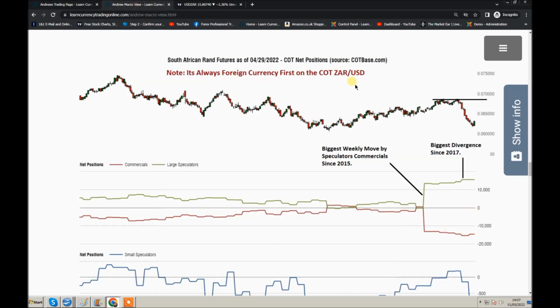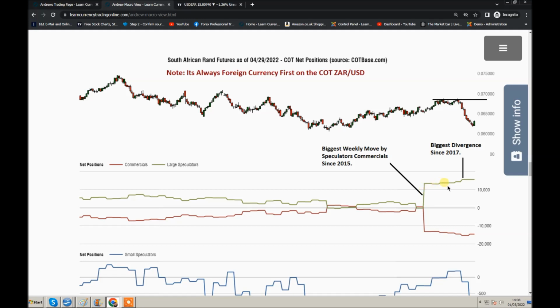Now, just for anyone new, it's always the foreign currency first, so we're looking at ZAR USD. Obviously, this chart is upside down compared to the one we've just been looking at, USD ZAR. Now, in terms of how the commercials and speculators are moving, this is what actually alerted us to buying the US dollar. It's when the speculators made their biggest buy of Rand since 2015, and the commercials made their biggest sell. So that kind of alerted us that we could see a breakup in the USD, a breakdown in the Rand. What has happened?